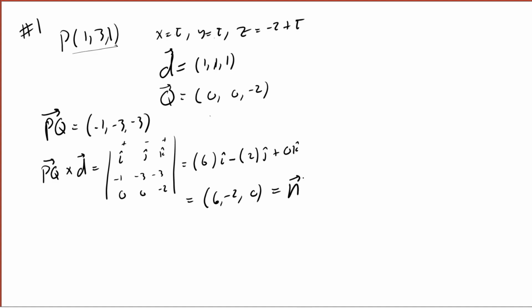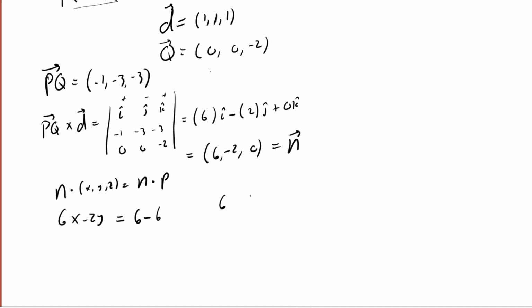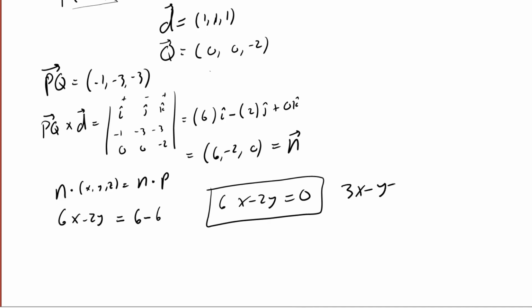Now I need to find the equation for the plane. So I do n dot (x, y, z) equals n dot any point that's actually in the plane. I know that P is in the plane, so I'll just do n dot P. So here I have 6x minus 2y equals n dot P, so that's going to be 6 minus 6. Okay, so this is going to be the plane 6x minus 2y equals 0. Or that could even be simplified as 3x minus y equals 0.